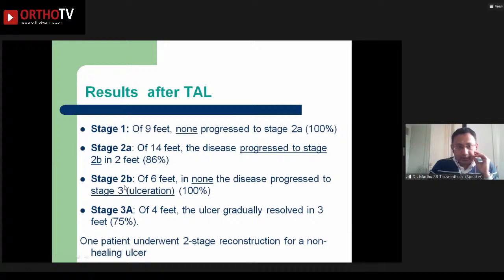In stage 2B, where the deformity is so significant that it starts pushing on the skin, we stopped ulceration in the people by 100%. None of the people progressed to needing ulcer treatment. They needed an exostectomy at most, but that's about it. But in stage 3A, when they already have an ulcer, which is superficial, we still managed to save 75%. Only one of the stage 3A patients, though it's only 4 feet so not large numbers, went on to need a two-stage reconstruction.